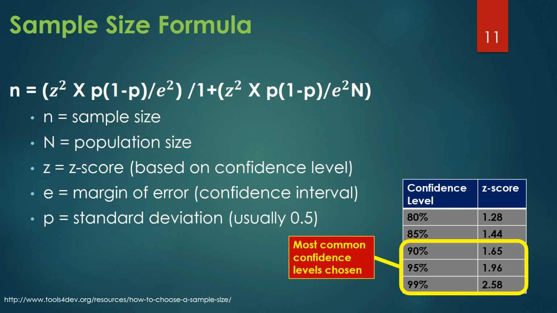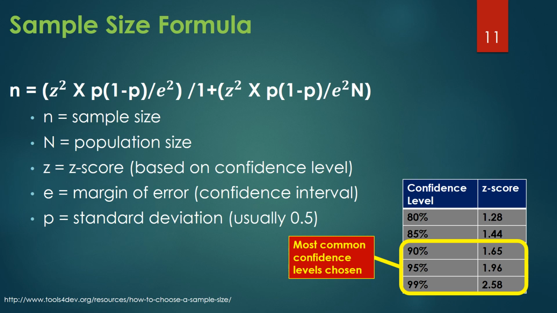Z is the z-score, a constant value based on the confidence level chosen. The confidence level represents the degree of certainty the sample represents the population. The most commonly used confidence levels are 90%, 95%, and 99%, as demonstrated in the table.